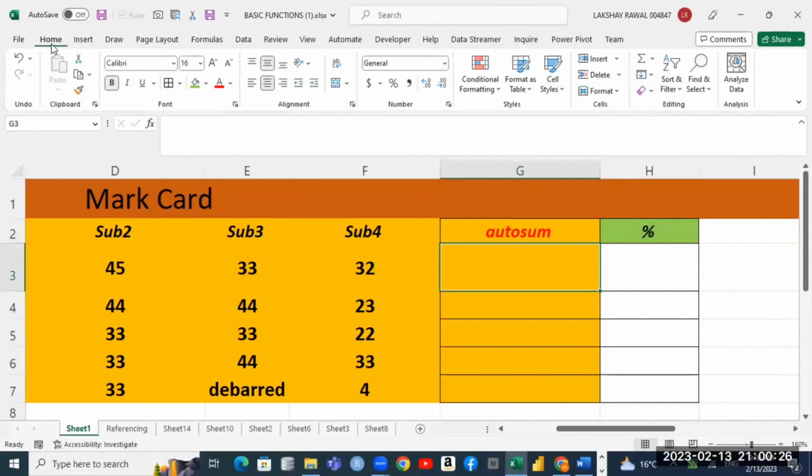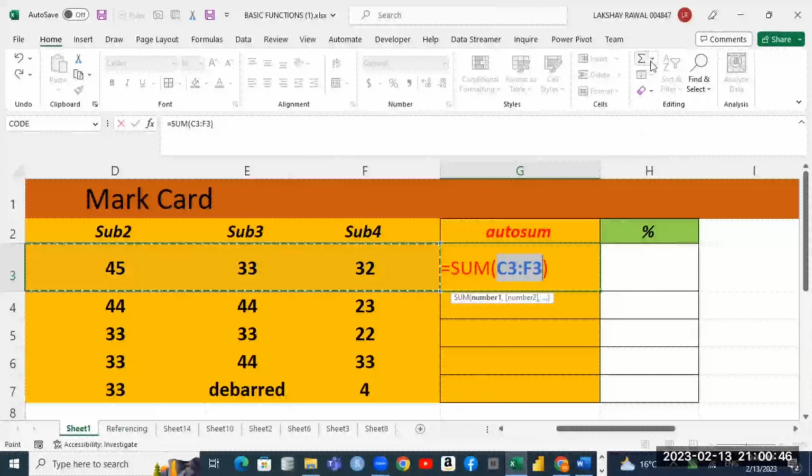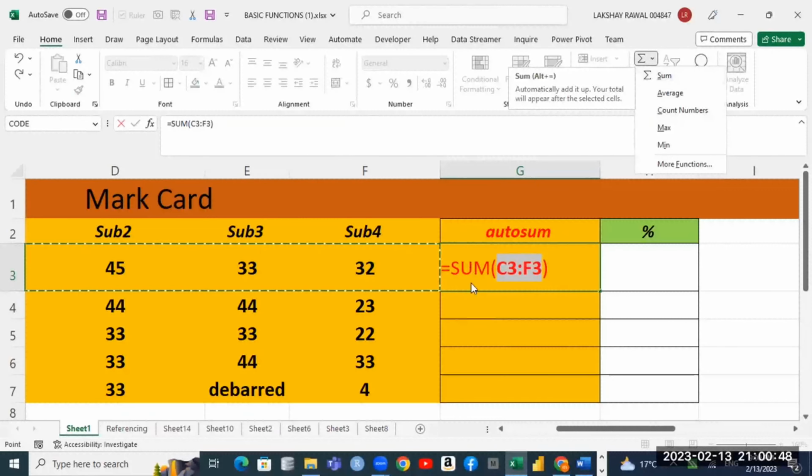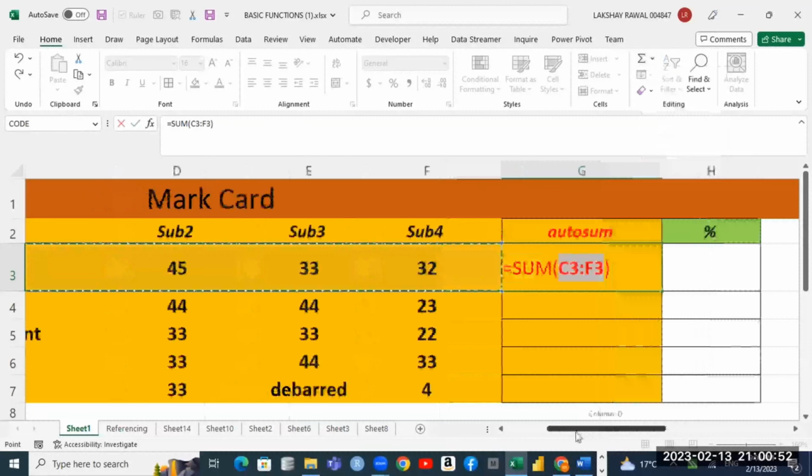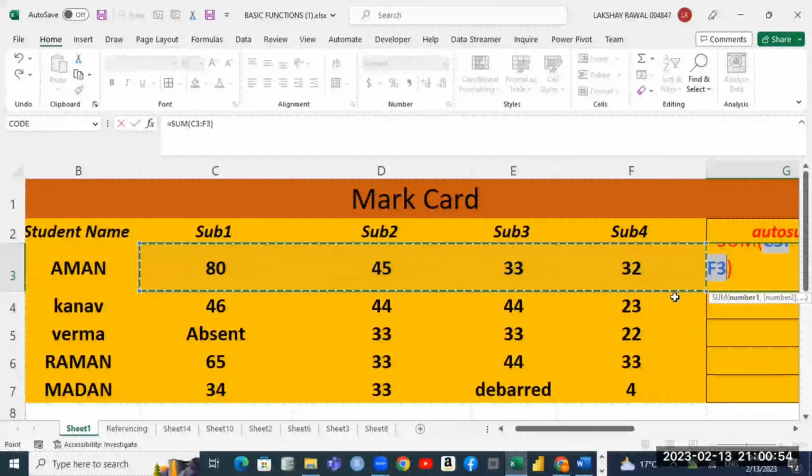In the home tab, under the summation sign, you will find 4-5 functions given: sum, average, count, max, and min, and more functions. Now, when I go here and use auto sum, automatically it will apply the sum function and it will add the results like this.